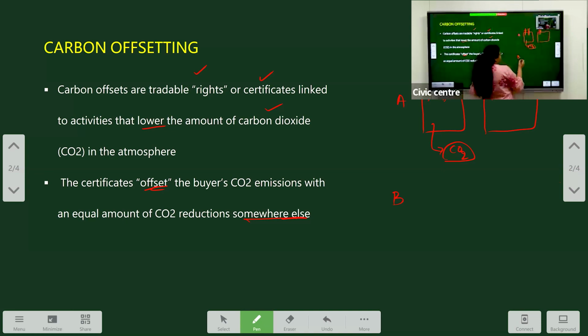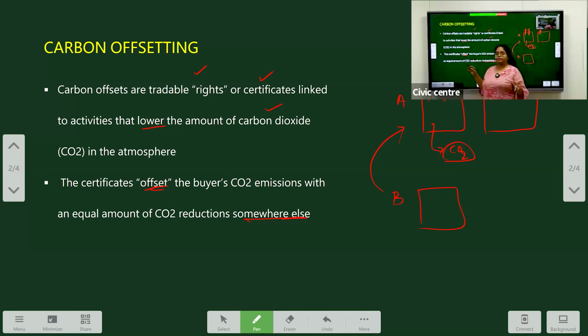Now, if there is an industry like a thermal power plant, that is industry B. Now they are unable to reduce their emissions and they're unable to meet the goals of the reduced emissions. Now what they can do, they can buy the rights from industry A, where the amount of carbon sequestered by the industry A can be bought by industry B. So this is how carbon offsetting is done.